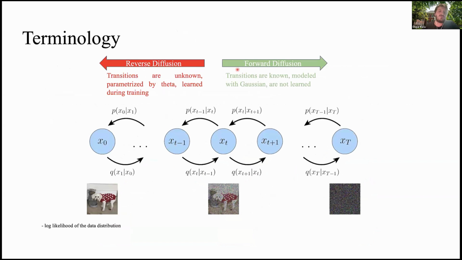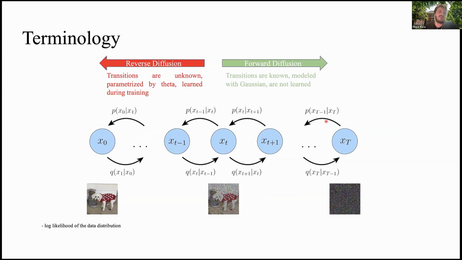So there are two terms that we need to know in diffusion models: forward diffusion and reverse diffusion. In forward diffusion, the transitions are known because we add some predefined Gaussian noises to the inputs. In the reverse diffusion, this direction from right to left, where we convert pure Gaussian noise into an image, the transitions are unknown, and they are parameterized by some model, and they are learned.